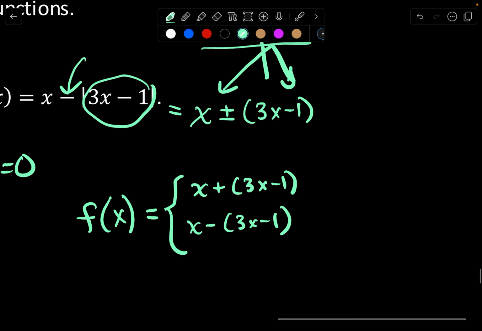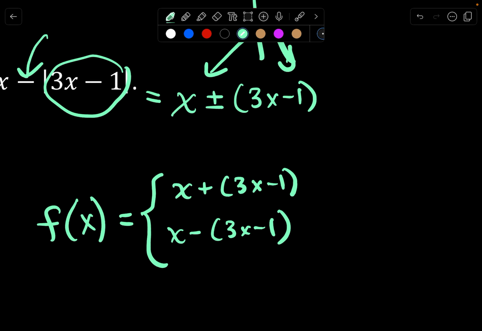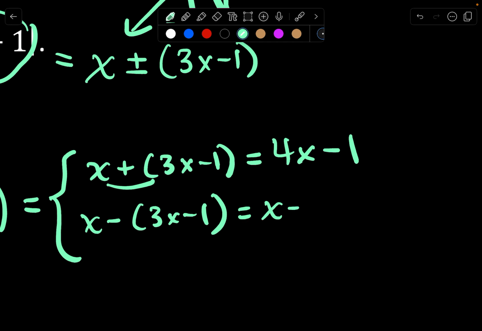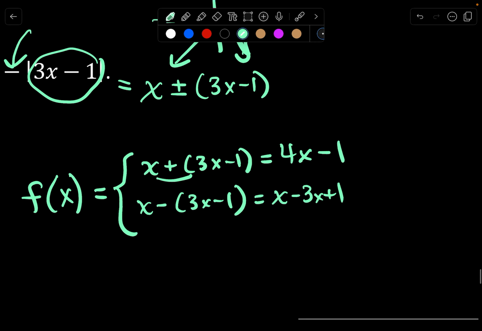Now, if you want, you can distribute. You don't have to. You can combine like terms. I'm going to go ahead and do that, okay, so that we can see exactly what the slopes are going to be. So with this one, I have x plus 3x. That's going to be 4x. And then minus 1. This one's a little bit trickier. We have x minus 3x and then plus 1. So we end up with x minus 3x, which is negative 2x, and then plus 1.